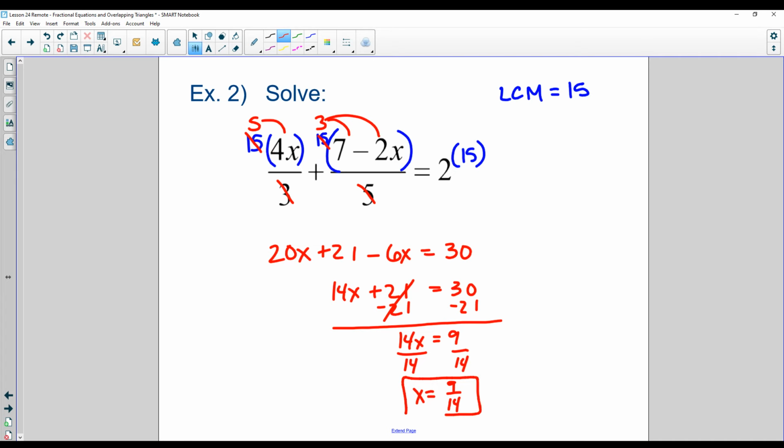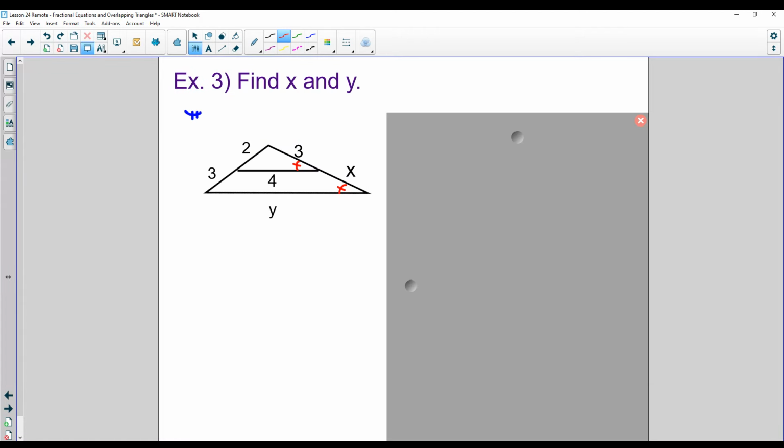All right. We're always going to leave our answer as a reduced fraction. So you don't need to turn it into a mixed number if the case works out that way. You do not need to turn it into a decimal. x equals 9/14. Let's transition to some geometry now.